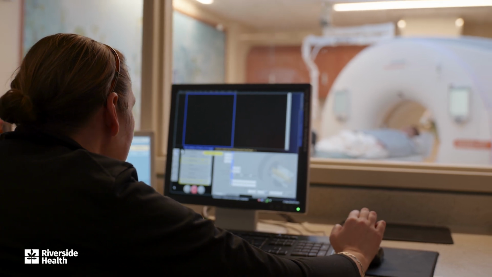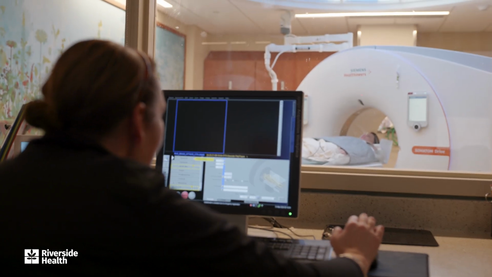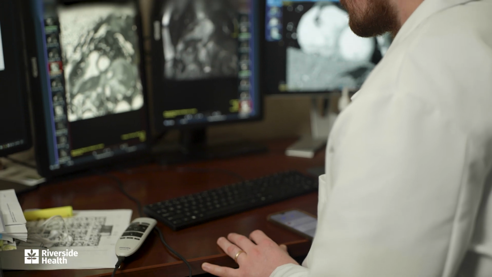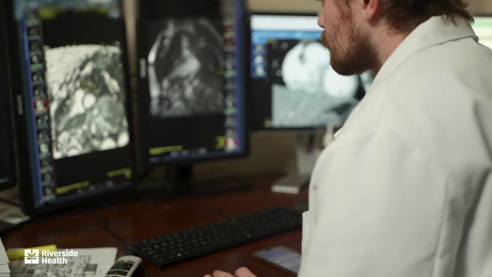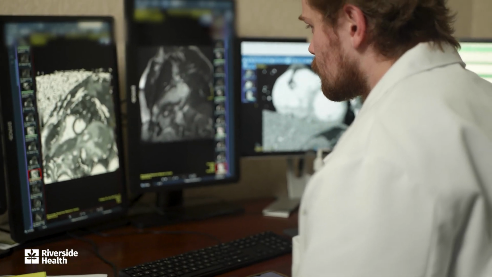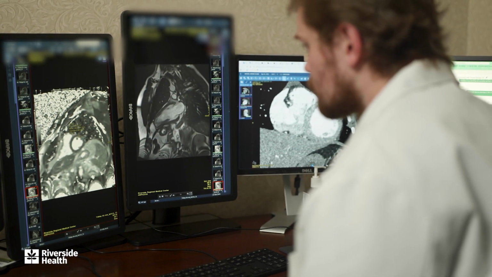What a calcium score is, it's a CT scan of the heart, originally with no contrast. The nice thing about it is that you don't have to get contrast for one, and what we're looking for is calcium in the arteries around the heart.